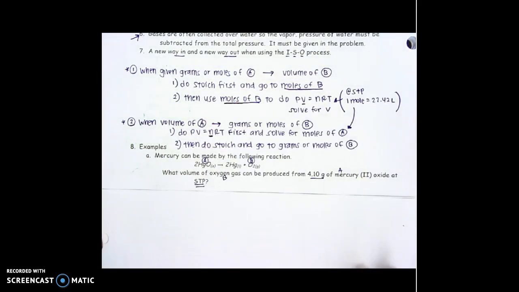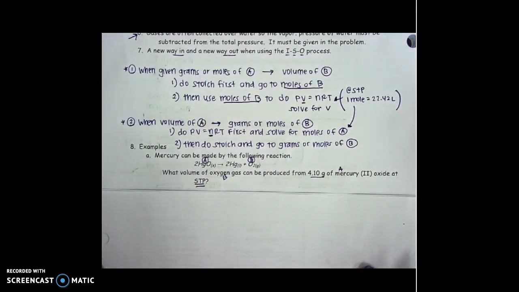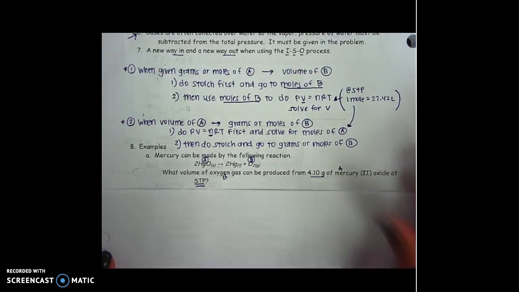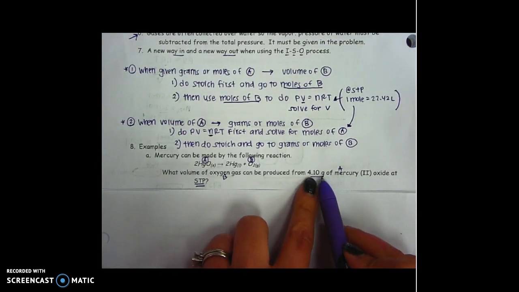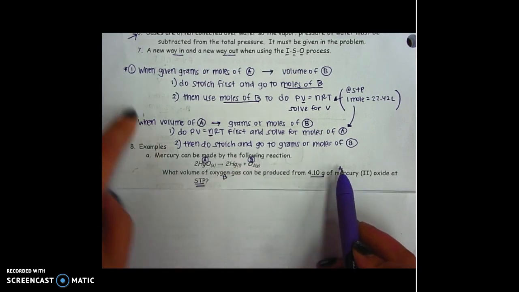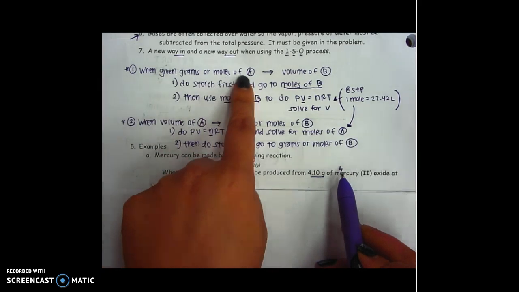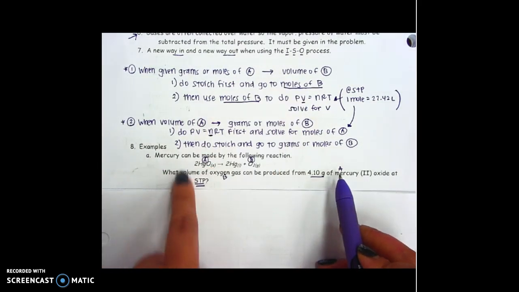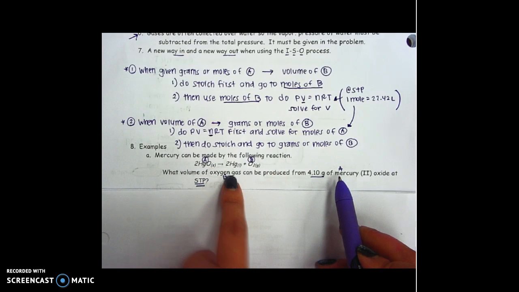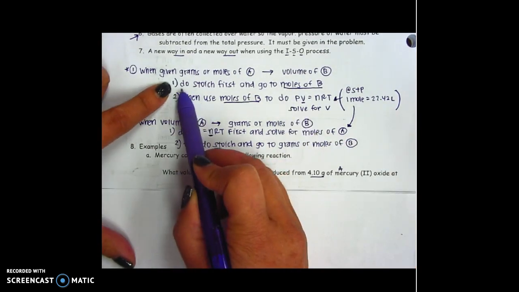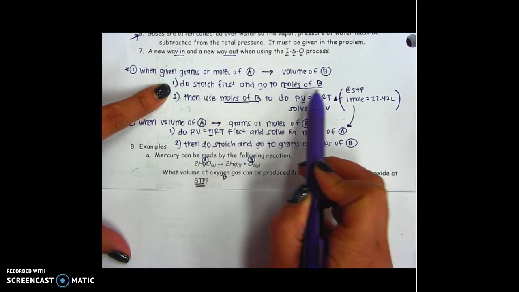And this is a problem that's going to be done at STP, which will be nice for us. So let's go ahead and set this up. Because if you look at this, I'm starting off with grams of A. I know that I'm going to start with this setup right here. So when given grams or moles of A, and I'm going to the volume of B, see how they wanted you to solve for the volume of oxygen gas? So I am going to use these two steps over here. Step 1 says to do stoichiometry first and go to the moles of B.